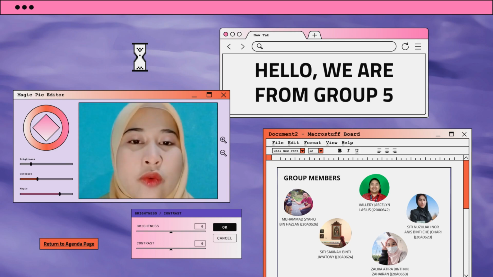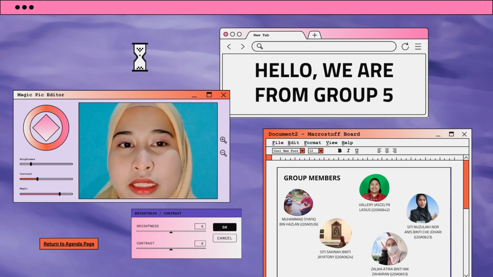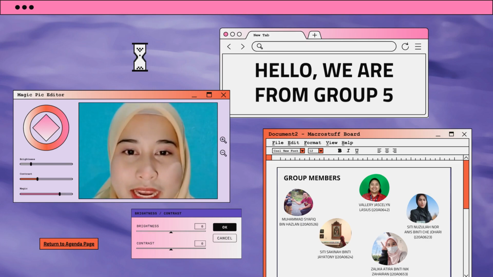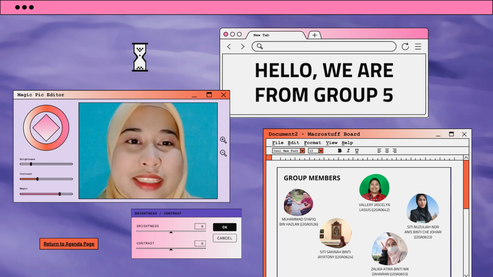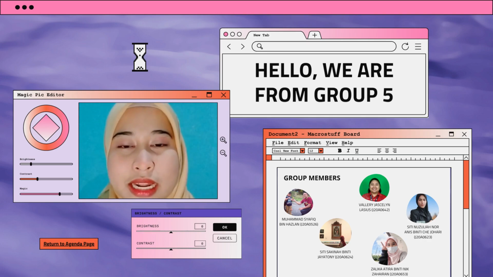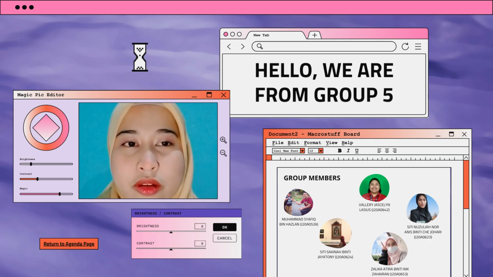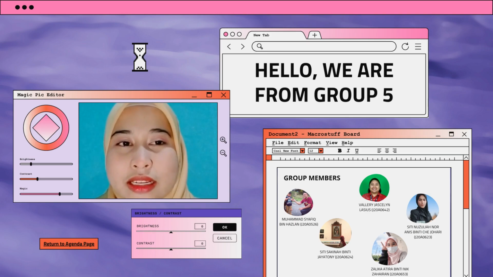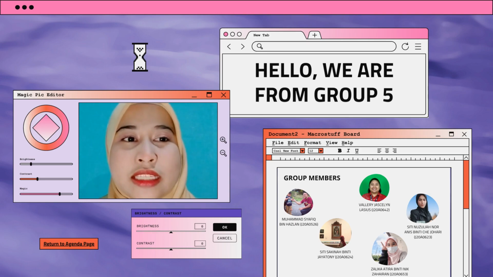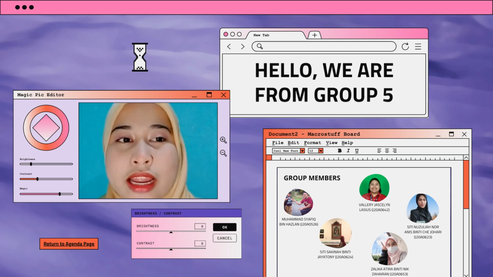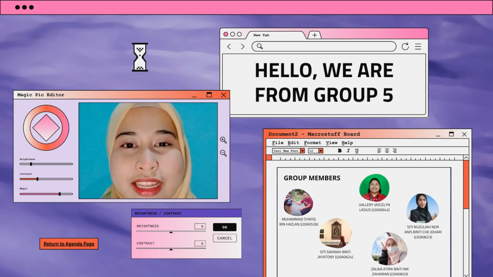First of all, I will introduce my group members. First, my name is Zalika Atira binti Zahairan. Second, Muhammad Syafiq bin Hazlan. Siti Sakinah Jayatony, Vallery Jascelyn Lasius, and Siti Nuzuliah binti Johari.